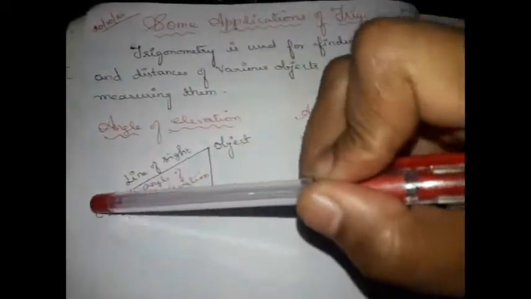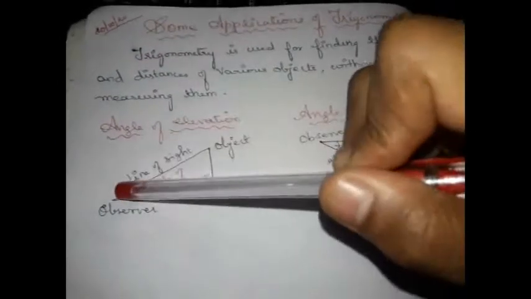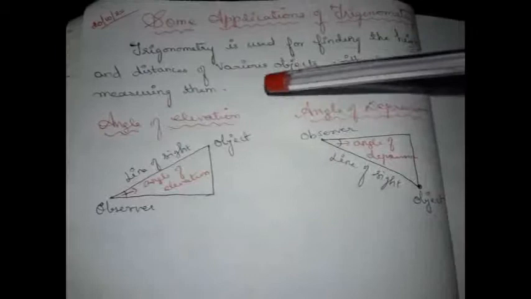Before we get into the problems, we should know what is meant by angle of elevation, what is meant by angle of depression, and what is line of sight. Suppose here is an observer and this is an object. The observer sees the object from the ground level. The line of sight is the line drawn from the eye of an observer to the object viewed by the observer. What is that line of sight? It is the line drawn from the eye of the observer to the object viewed.